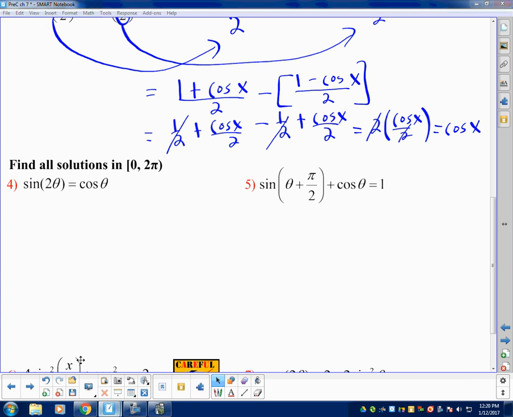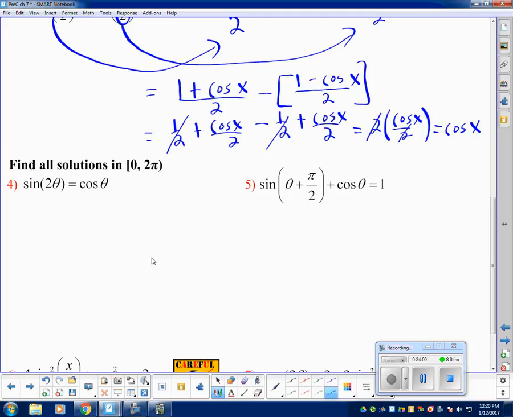So here we go. I have sine of 2 theta equals cosine theta. First of all, I have 2 different variables. Also, this argument is different than this one. So we want to at least get the arguments to be the same. So we're going to replace sine of 2 theta with the double angle formula. What is that? It's just a substitution. So maybe make a note here. Substitute. We're going to replace it with 2 sine of theta cosine of theta equals cosine theta. So I'm just doing a trig substitution. Now I have an equation I can solve.